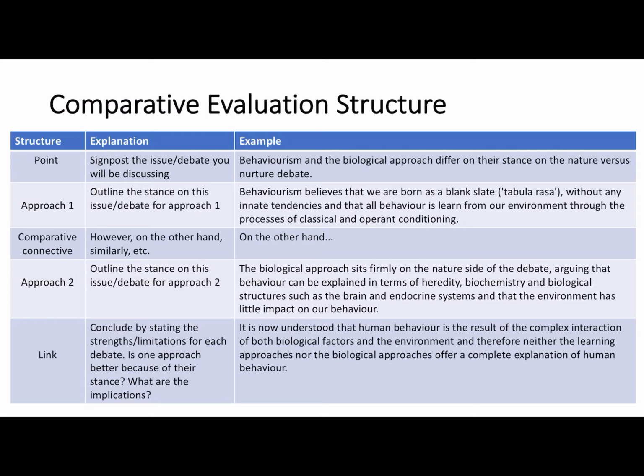Down here on the left-hand side, I've got the structure, then a little explanation, and then I'll talk you through an example of how this is applied to a quite simple comparative evaluation paragraph. As always, you're going to have your point, and this is where you'll be signposting the issue or the debate that you'll be discussing. So for instance, in this case, the issue and debate is nature versus nurture. And again, it's just signposting to your examiner, these are the two approaches that I'm comparing and contrasting, and this is the issue or debate I'm contrasting them on.